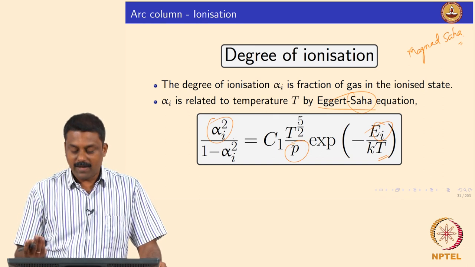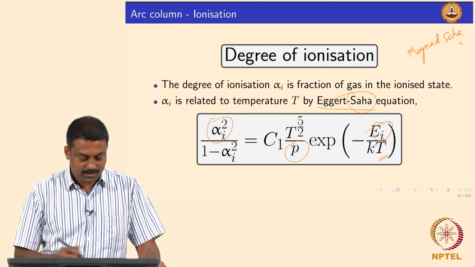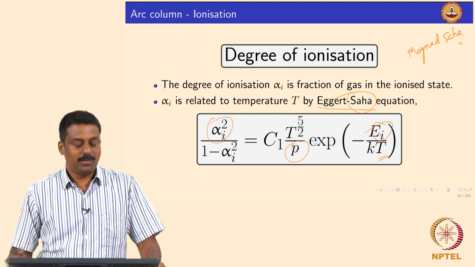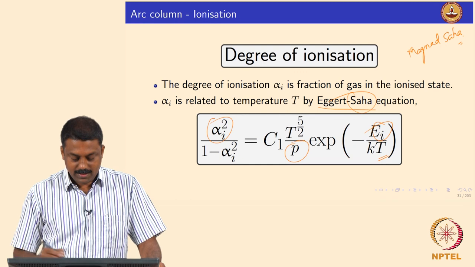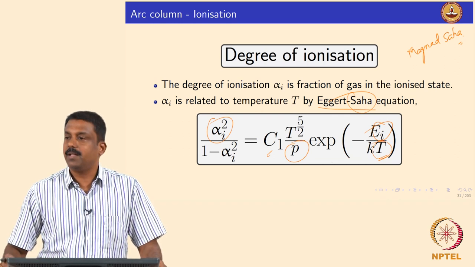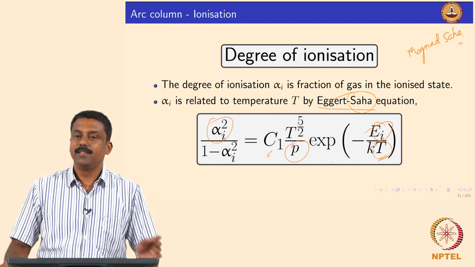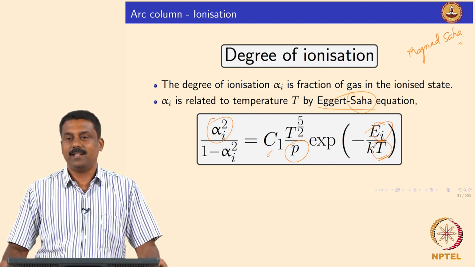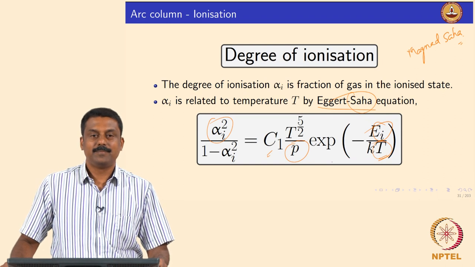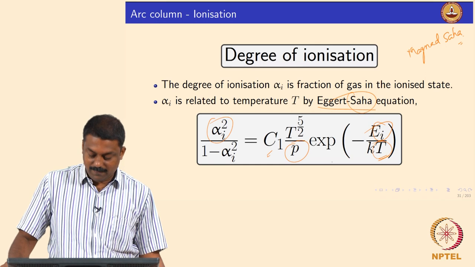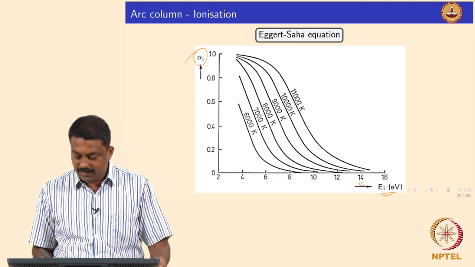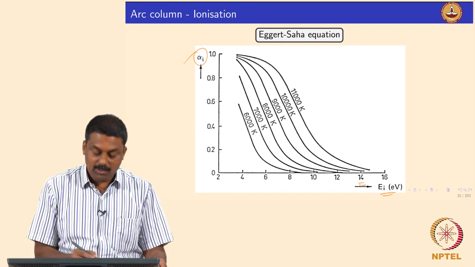Alpha is the fraction ionized, or degree of ionization: the ionized atoms over the unionized gas atoms. That's a fraction. EI is the ionization energy. Since the pressure is constant, the only thing it depends on is the temperature. In other words, if a gas has high ionization energy, then the temperature must be increased in order to ionize. If you look at ionization energy against fraction ionized, with a very high ionization energy you need to increase the temperature much higher. Only then can you create ions.